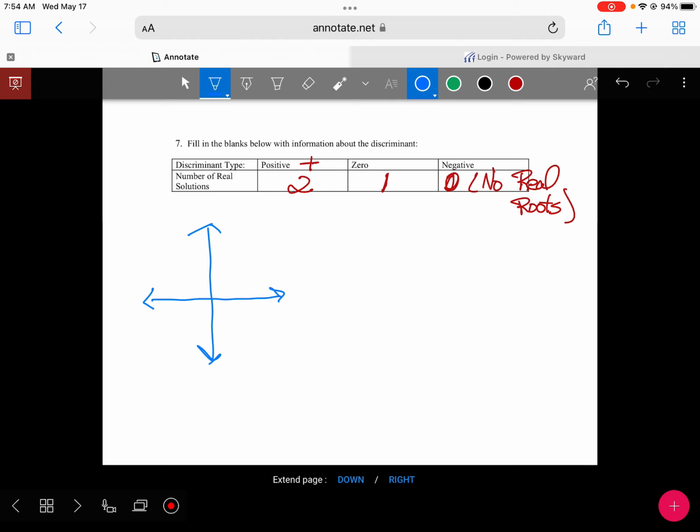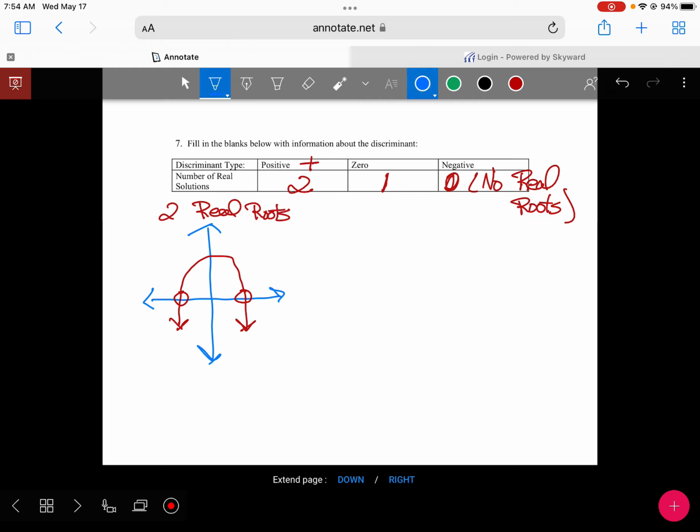So if I have 2 real roots or 2 real solutions, what is that going to look like? They're all going to be parabolas. How many times will it cross the x-axis? Twice. So you could have something like this, and your roots would be here, or you could make it a U shape, as long as it crosses the x-axis twice. So this is 2 real roots, 2 real solutions.